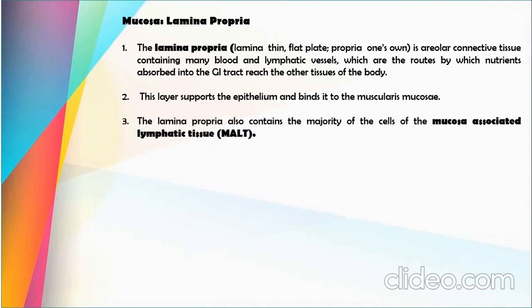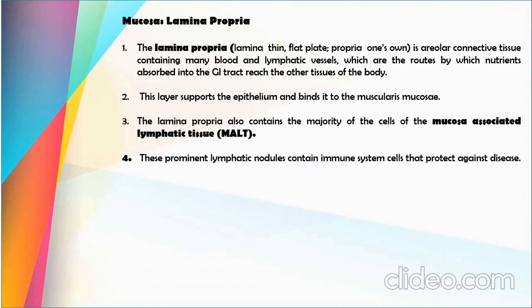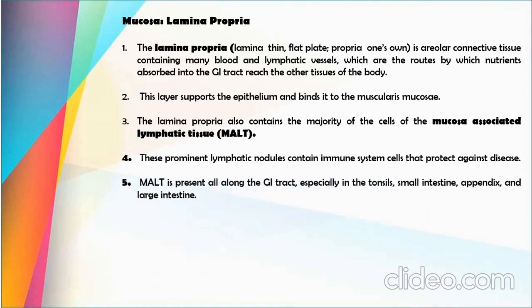The lamina propria also contains the majority of the cells of the mucosa associated lymphatic tissue, which is MALT. These prominent lymphatic nodules contain immune system cells that protect against disease. This mucosa associated lymphatic tissue is present all along the gastrointestinal tract, especially in the tonsils, small intestine, appendix, and the large intestine.